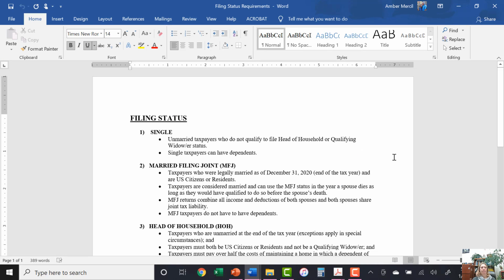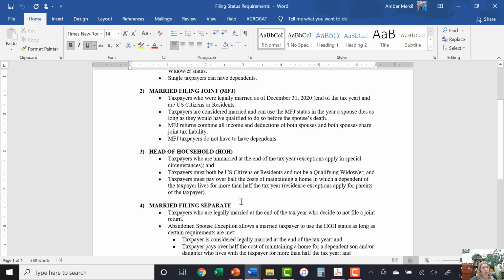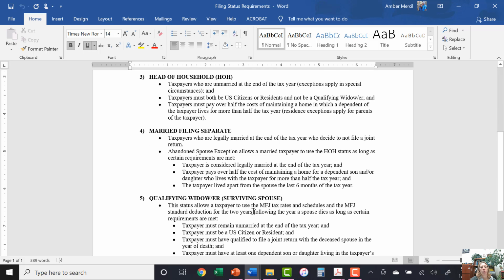Okay, filing status. We have five filing statuses, but only four tax rate schedules, because one filing status uses the tax rate schedule of another. And we'll get to that when we start looking at the tax rates and the schedules in one of the later videos here. So we've got five filing statuses. We have single, married filing joint, head of household, married filing separate, and qualifying widow or widower, or sometimes you hear this referred to as surviving spouse. The terms are interchangeable whenever you see them.